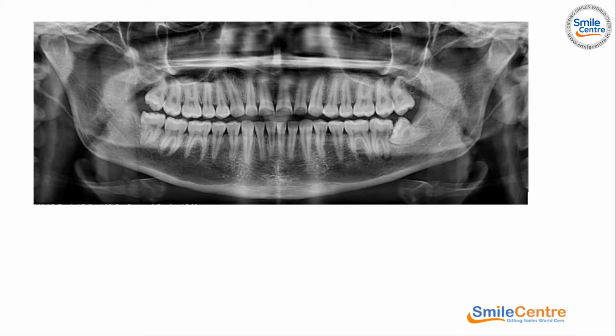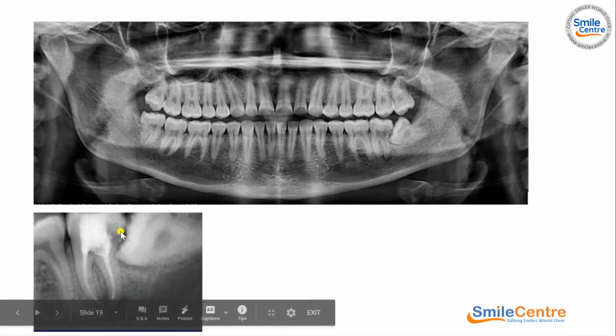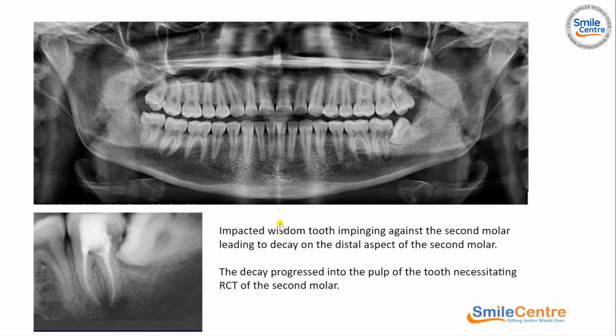Now, this picture shows how this lady, a patient of mine, got severe pain on the second molar because of the third molar, which is malpositioned. She had to undergo a root canal of the second molar, and later she had to undergo the wisdom tooth removal. So this is a common problem which we encounter in our day-to-day practice.